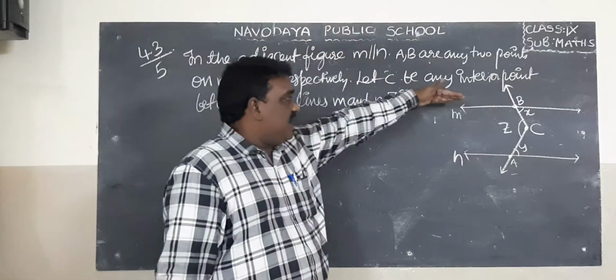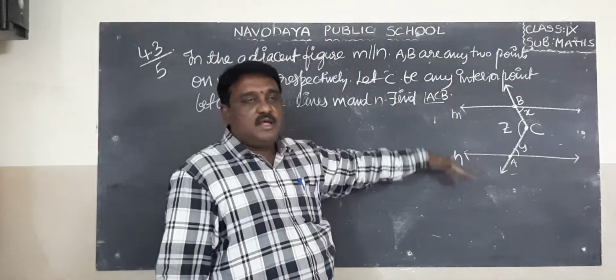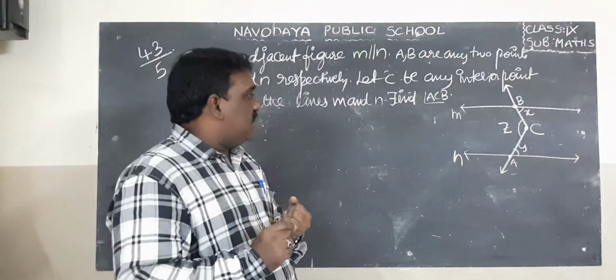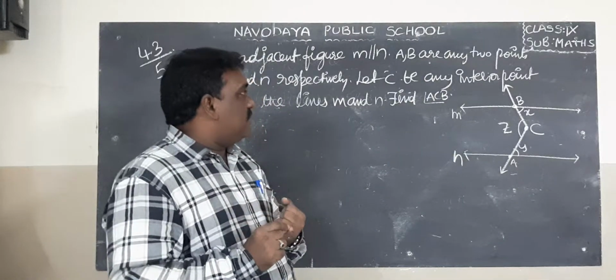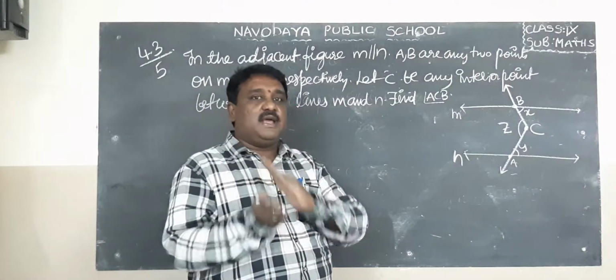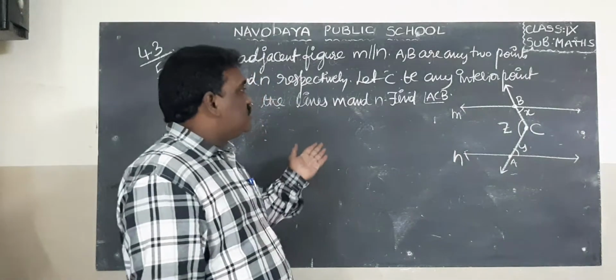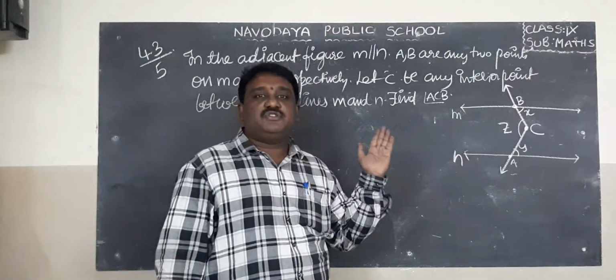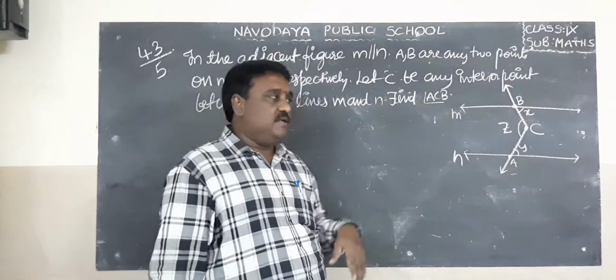So, two straight lines are there, M and N. They are parallel to each other. A is a point on N, B is a point on M. C, where is C? C lies between M and N. Then find out angle ACB. Actually angle ACB, how much? Z. So find out Z.